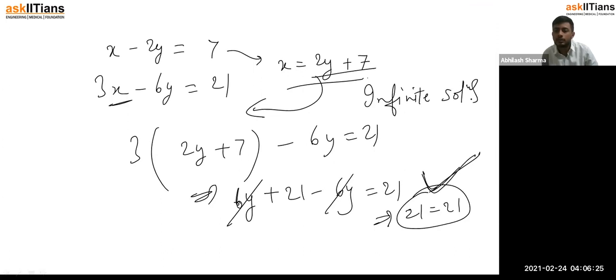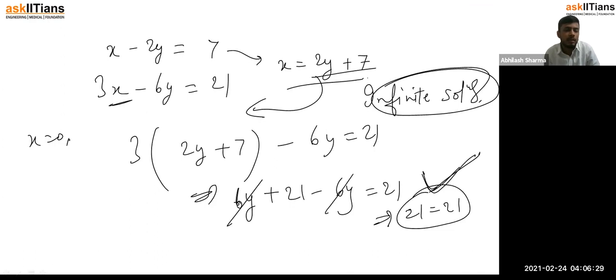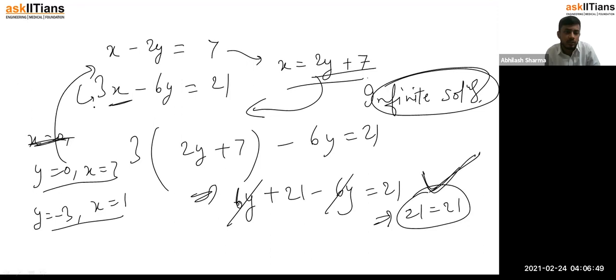Okay. For example, y equal to 0, x equal to 7 is a solution. We can also say, for instance, x equal to 1 and y equal to minus 3. This is also a solution, because these values are satisfying both of these equations. These two values are also satisfying both these equations. Okay. So there will be so many solutions.